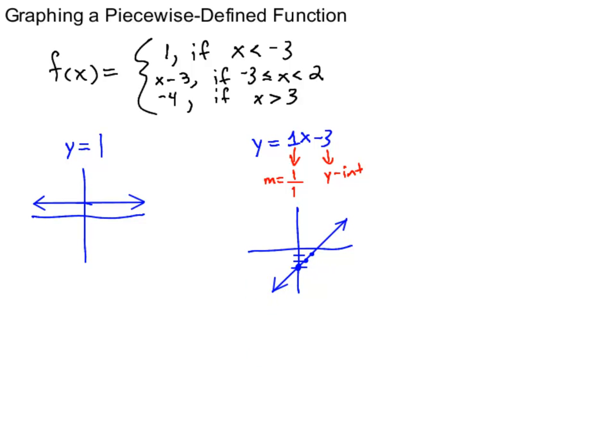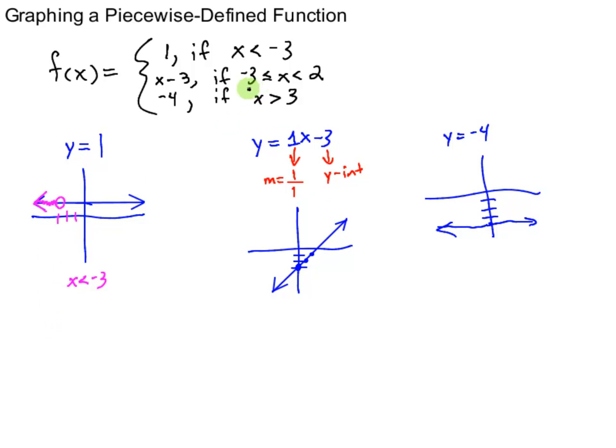Looks something like that. And finally, y equals negative 4 is again a horizontal line at negative 4, so it looks something like this. Now, the first function only takes place, y equals 1, when x is less than negative 3. So negative 3 on the x-axis is here, so I have to go up, put an open circle here, and so this is the part of the function we're interested in for our piecewise defined function.